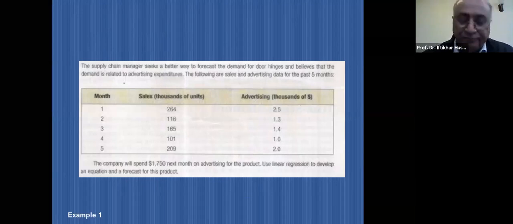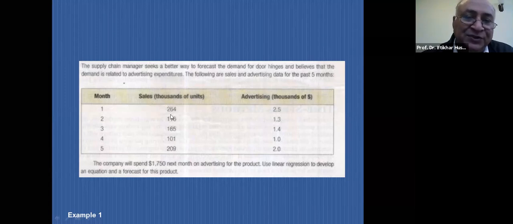Now let's go through an example. The supply chain manager seeks a better way to forecast the demand for door hinges and believes that the demand is related to advertising expenditures. The following are sales and advertising data for the past 5 months, sales in thousands of units and advertising in thousands of dollars. The company will spend $1,750 next month on advertising for the product. Use linear regression to develop an equation and a forecast for this product.